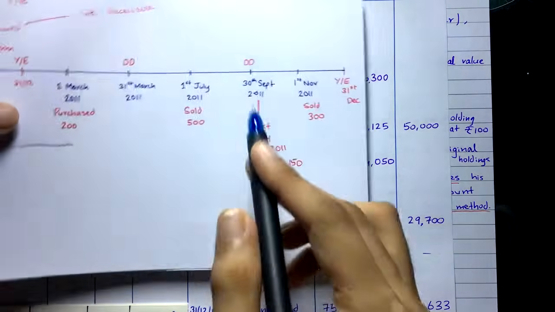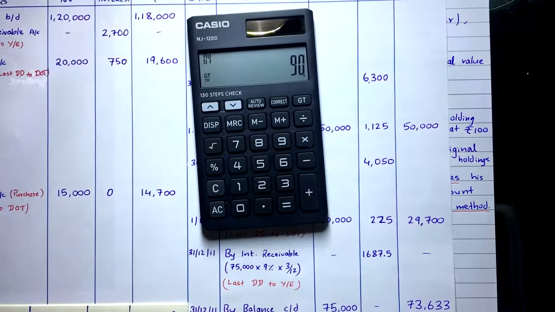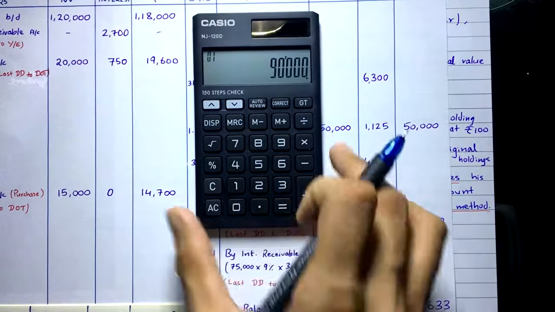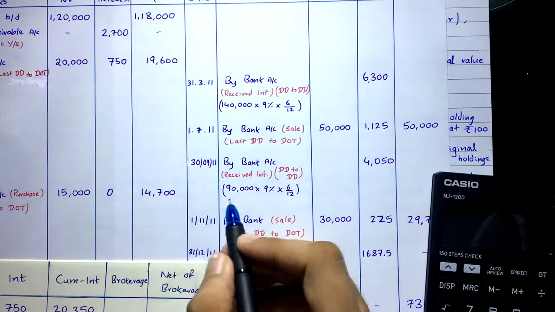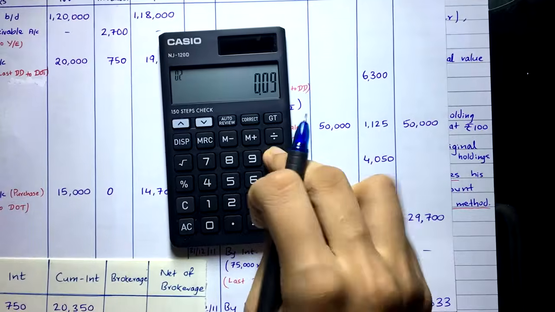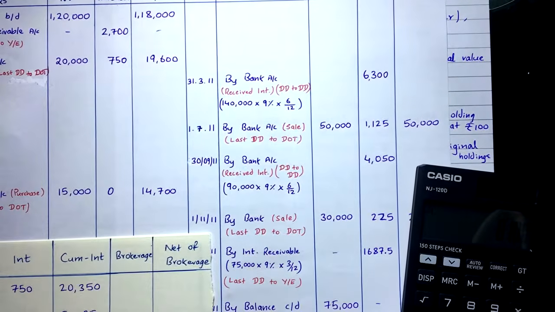Right, this due date has come, 30th September 2011, so on this date you will get interest only on 90,000 of bonds, right? On 90,000 worth of bonds you will get interest. So 90,000 into 9%, into 0.09, into due date to due date. You will receive the interest on the due date.